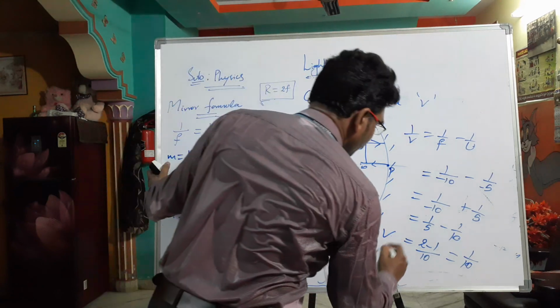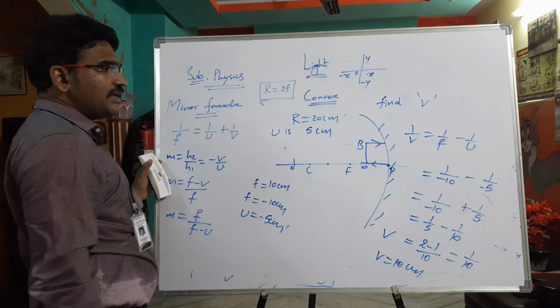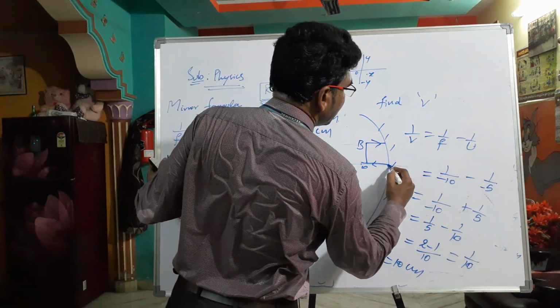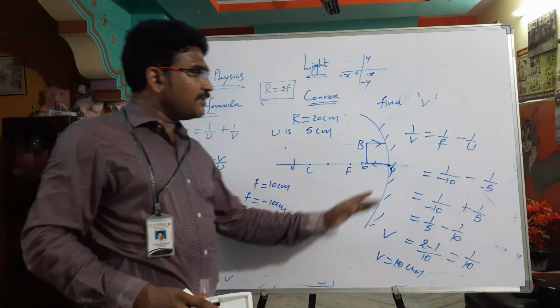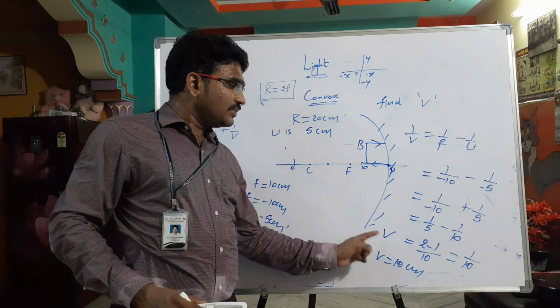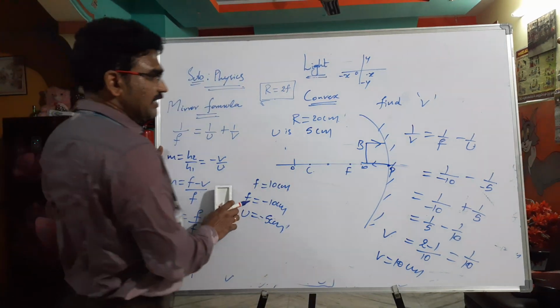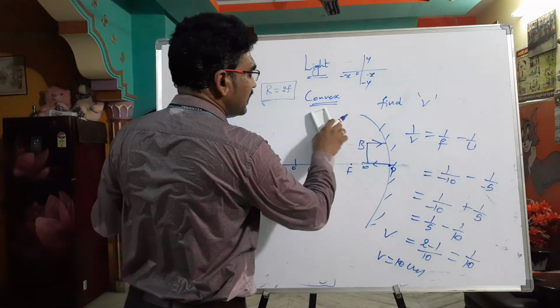So what is the V value? Is the V value positive or negative? The V value is positive. Positive means the image is formed behind the mirror. In the previous problem V was negative; now V is positive, so the image is formed behind the mirror. Okay, so like that we can discuss the problems related to that.